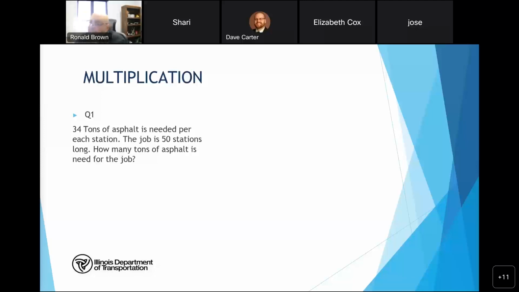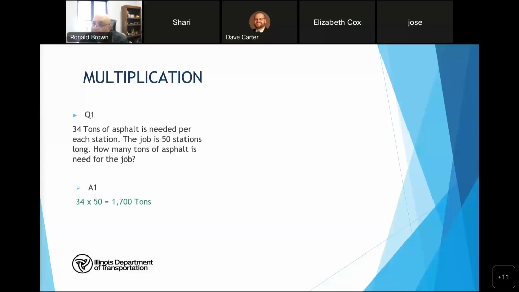Moving into multiplication. This is one common type of math that's used on an IDOT construction project. In this example, you're calculating tons of asphalt needed per each station on a project and how much you need for the job. So in this example, you have 34 tons needed for each station, and the project is 50 stations long. How many tons of asphalt is needed for the job?